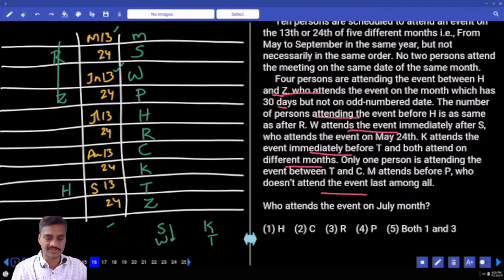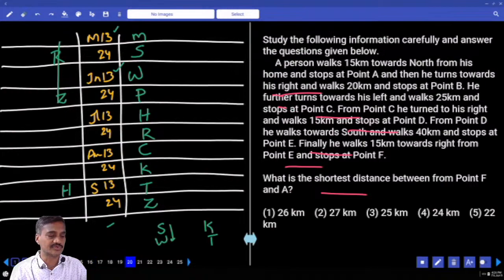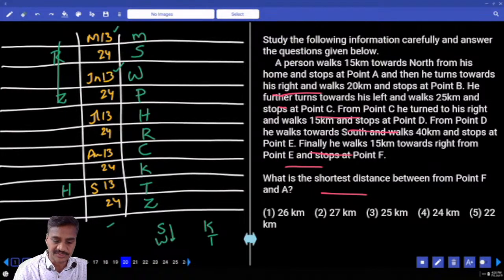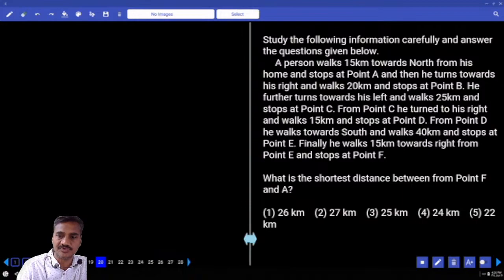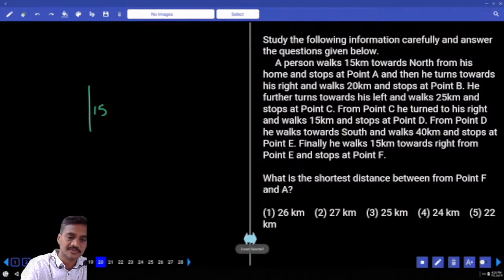Now this is about questions 16 to 19. The next one, 20 onwards. Now 20 to 22 are based on directions. A person walks 15 kilometers towards north from his home. Now this is the starting point of this person, and he walks 15 kilometers and stops at point A.